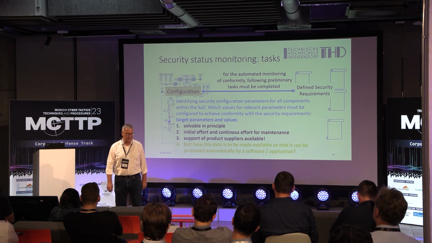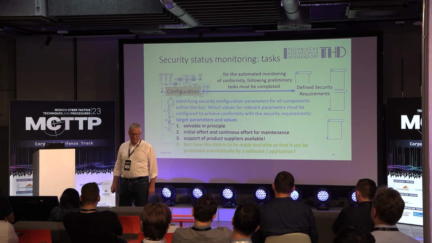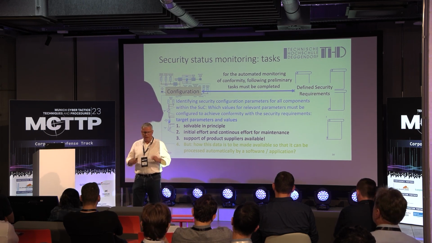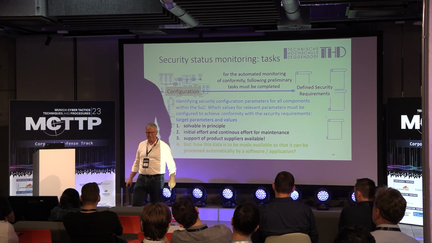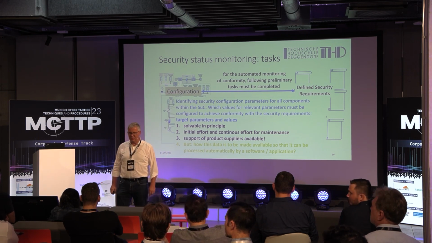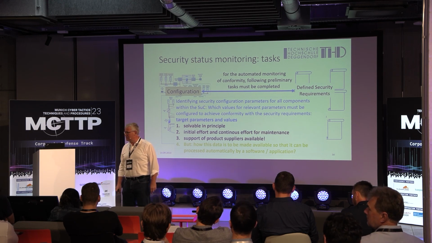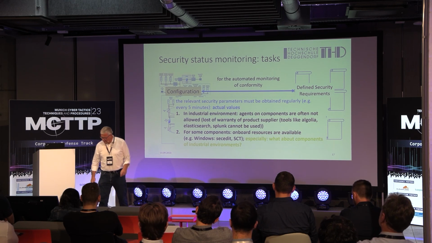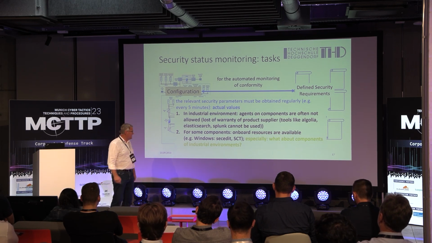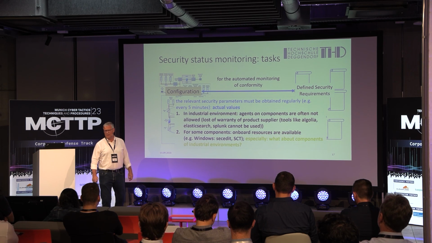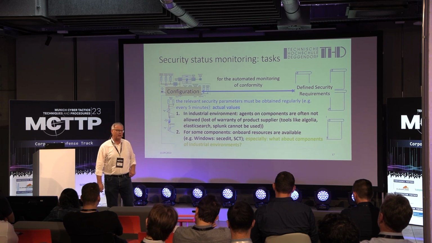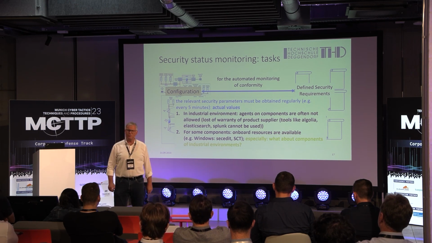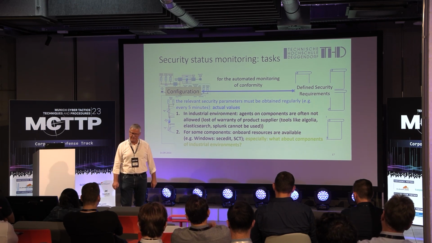What we have to find here is something where we can say that some parameters have the same meaning or do not have the same meaning. We have to use that because otherwise we cannot build up our security requirements for all components. Then the next challenge, especially in industrial automation control systems, is how can we get the current values of the parameters which we identified as relevant for security.